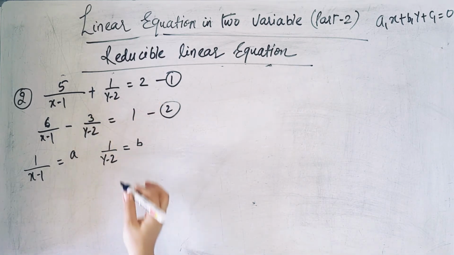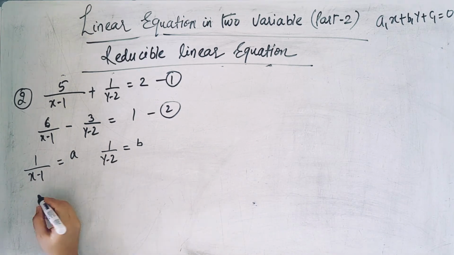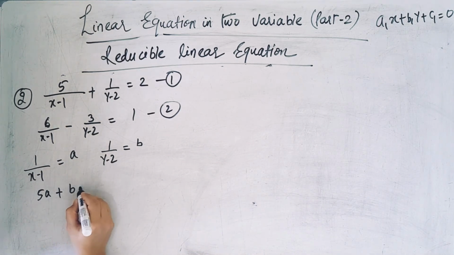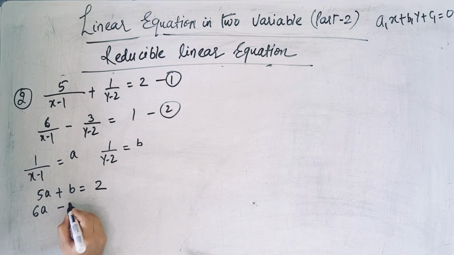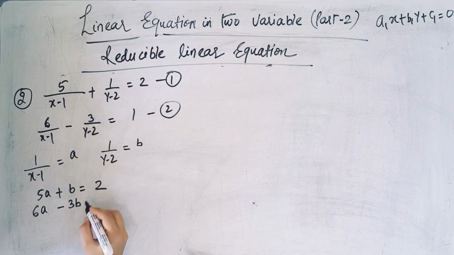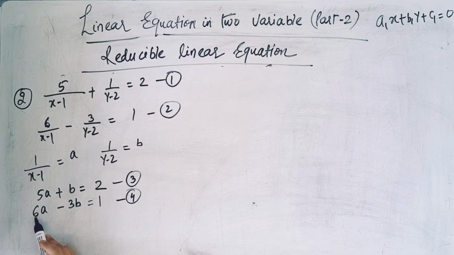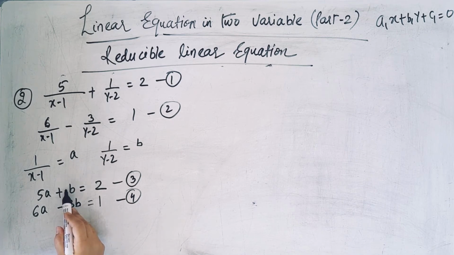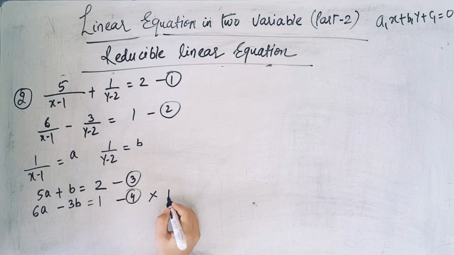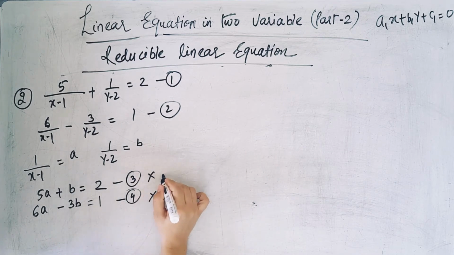So putting these values in equation number 1 and equation number 2, we'll get 5a plus b equals 2 and on the other side we get 6a minus 3b equals 1. This is equation number 3 and this is equation number 4. Now we will solve these equations through the elimination method. Here the coefficient of a is 6 and here it is 5. Here 1 and 3. So it is very easy for us to multiply 1 and 3. So this is plus 1, so we'll multiply equation 1 by 1 and here it is minus 3, so we'll multiply by minus 3.